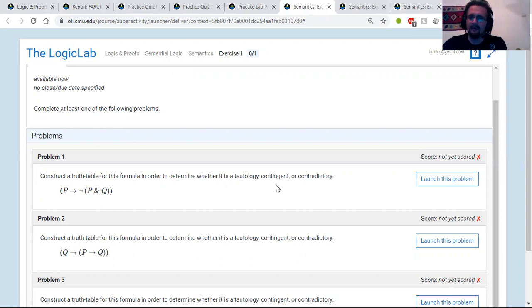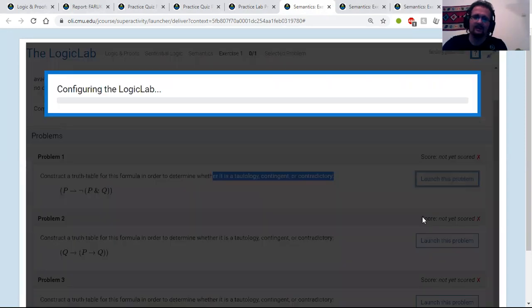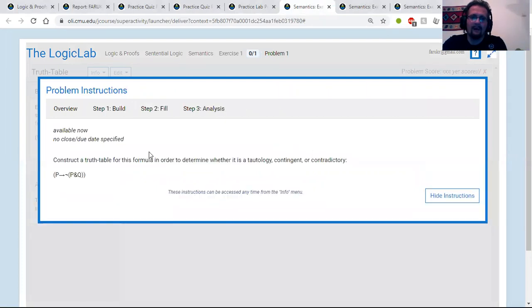All right. So always check these terms before you start doing the problem, because you know you're going to need them. So go back, check, make sure you know what they mean, and then come back and do the problem. So let's go ahead and launch this one. All right, so we're going to build a truth table, then we're going to fill the truth table, and then we're going to run an analysis.